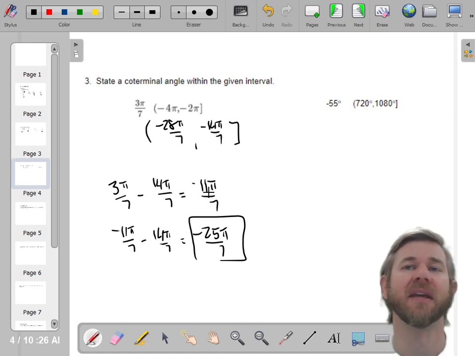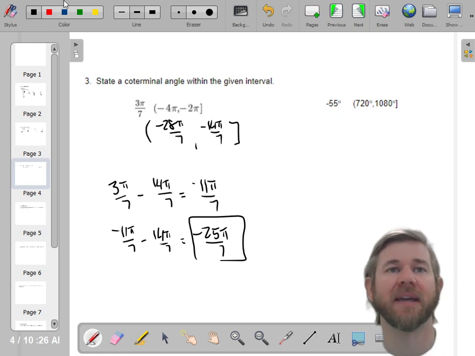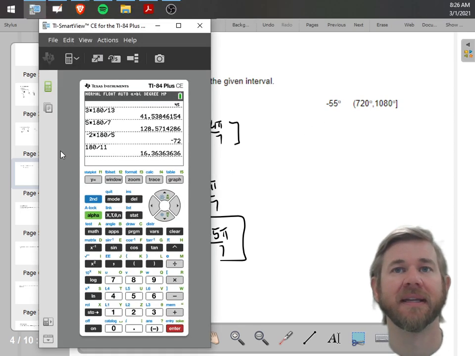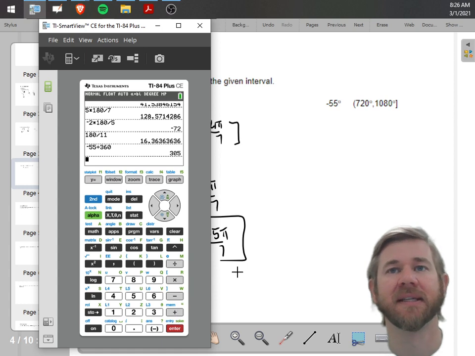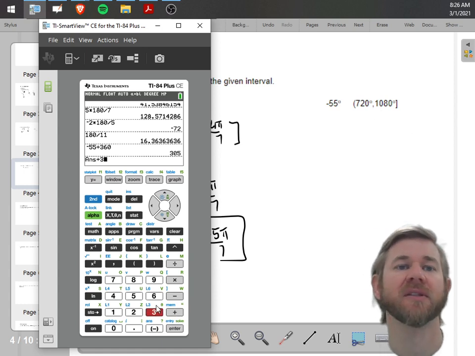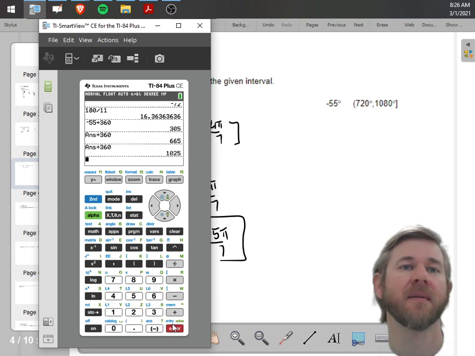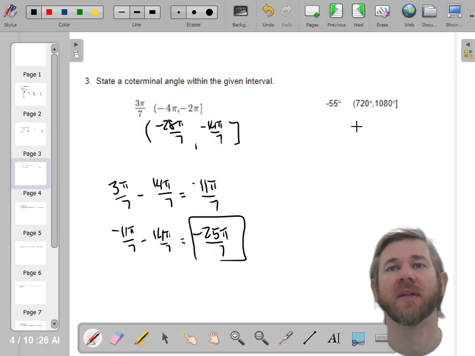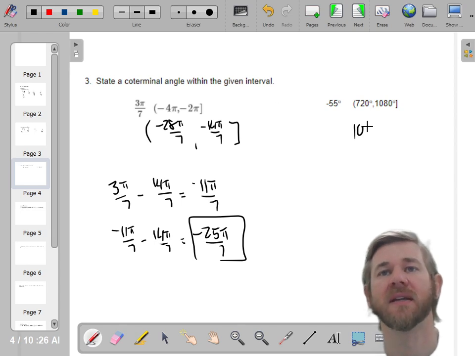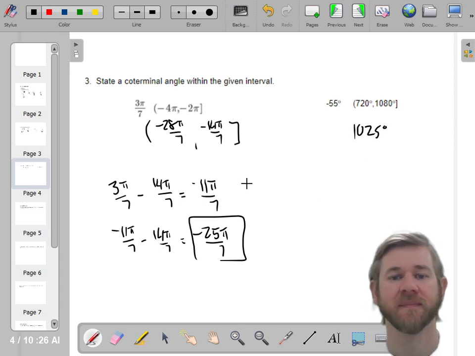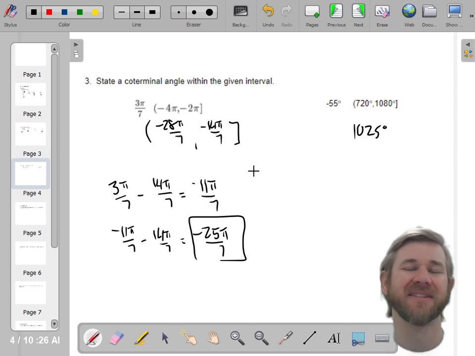I'm going to do the same thing here with negative 55. I'll use my calculator for that. So I'm going to say negative 55, and if you're in degrees, a full rotation is 360 degrees. So plus 360, nope, not enough. Plus 360, 665, still not enough. Plus 360. Hey, 1025, that's between 720 and 1080. So 1025 degrees, awesome. So that's just converting angles.